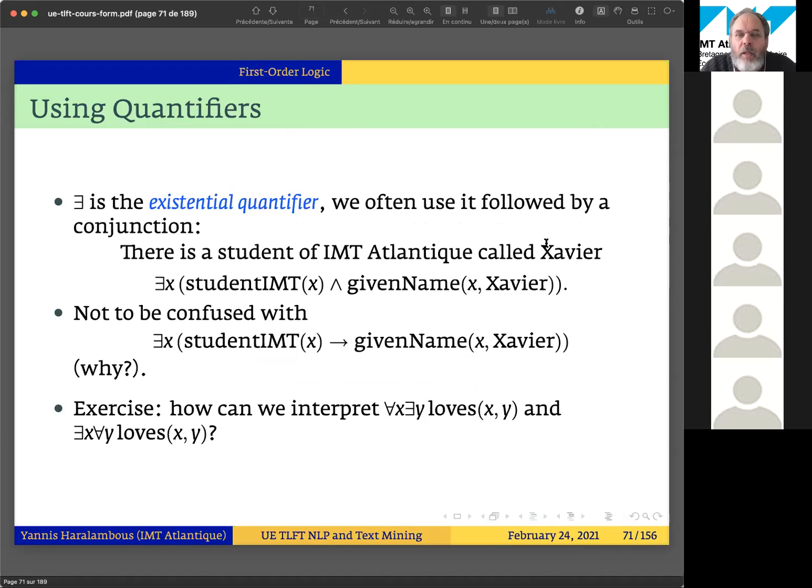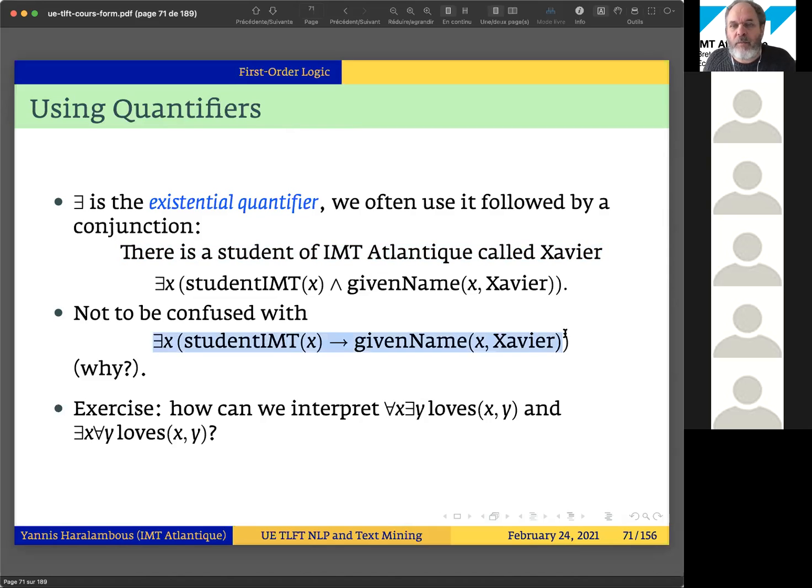So same thing here. When we use the existential quantifier, we combine it with the conjunction. The sentence, there is a student of IMT Atlantique called Xavier, is formalized by there exists an X such that X is a student of IMT Atlantique, and the name of this X is Xavier. So do not use the implication.